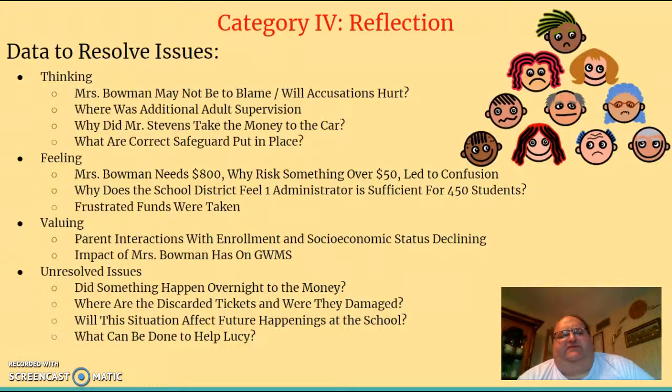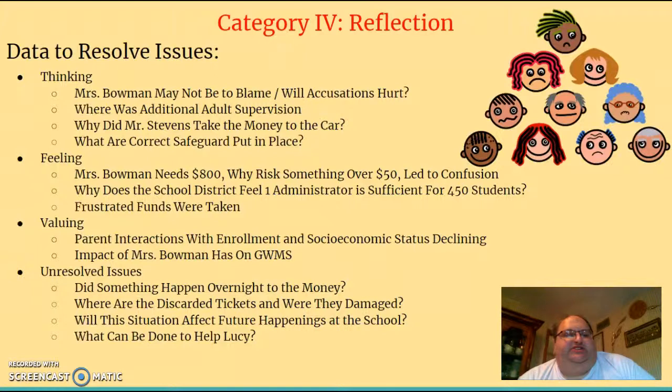Why does the school district feel that one administrator is sufficient for 450 students? And I was really frustrated that the funds were just taken in the first place or even misplaced. I valued the parental interactions that occurred at the school, especially because at my current school, that is not the case. And so it is a great thing that this school, having low socioeconomic status of their families, has that support. I also need to value Mrs. Bowman's impact on the middle school with her children being a part of that as well.